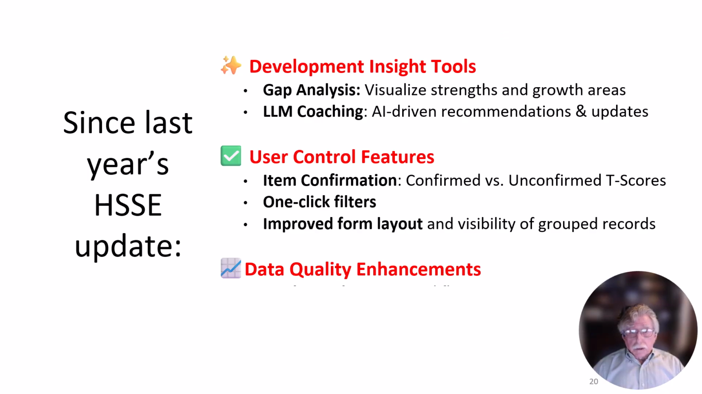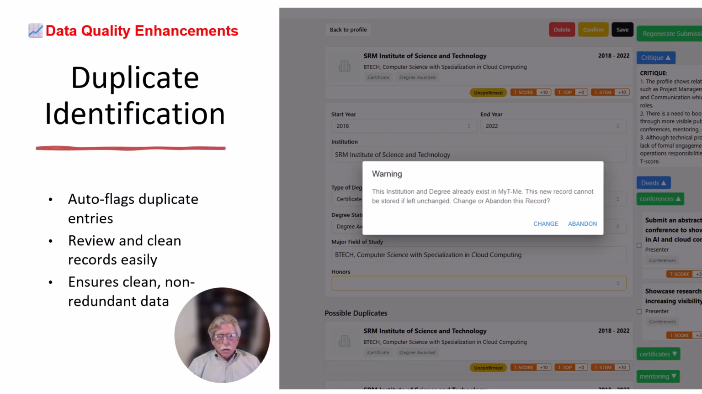New data quality enhancements include the following. Duplicate identification. The system now automatically flags suspected duplicates, entries that appear similar in content or structure. Potential duplicates are identified before they are added to the record with a pop-up window alert.